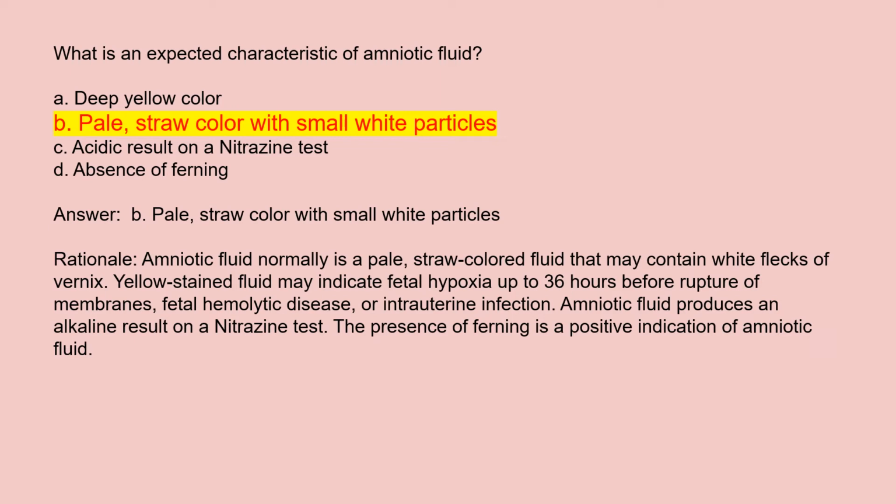Yellow-stained fluid may indicate fetal hypoxia up to 36 hours before rupture of membranes, fetal hemolytic disease, or intrauterine infection. Amniotic fluid produces an alkaline result on a nitrazine test. The presence of ferning is a positive indication of amniotic fluid.